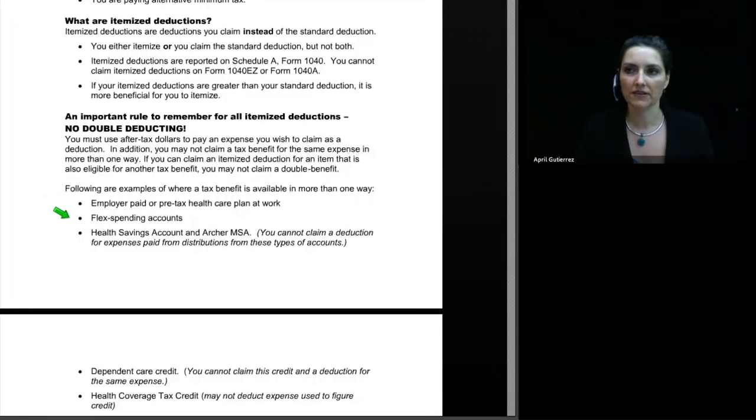Also, flex spending accounts. Flex spending accounts allow an employee to put pre-tax money into an account, and they can then spend money from that account on qualified expenses such as medical, and that also is pre-tax. So if you pay medical expenses with money inside a flex spend account, clearly you cannot take a deduction for those expenses. Also, if you have a health savings account or an Archer MSA and you pay for medical expenses with funds that are distributed from these accounts, you cannot then claim an itemized deduction for those same medical expenses.